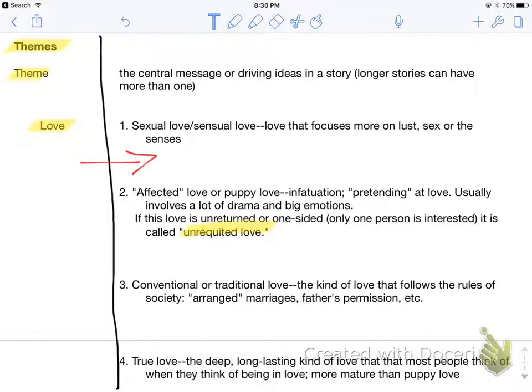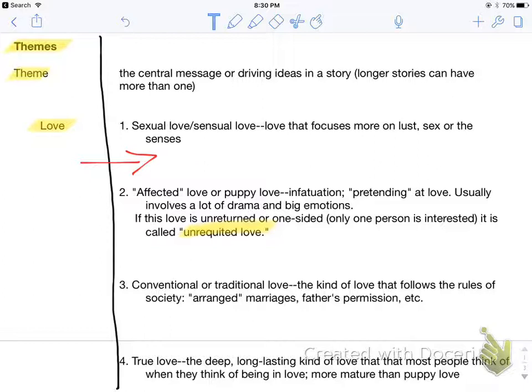Another kind of conventional or traditional love might be that if a man wants to marry a woman, he has to get the father's permission before he can marry the daughter. So these are the kinds of things that society says, here's the way it's going to be, and then that is the way that the love turns out.